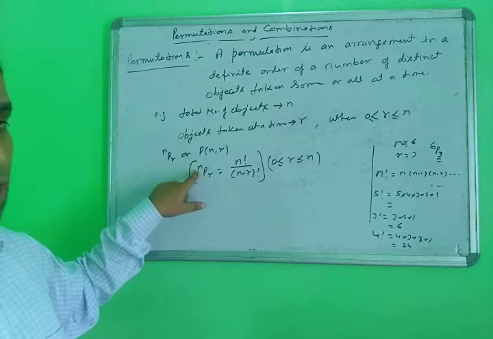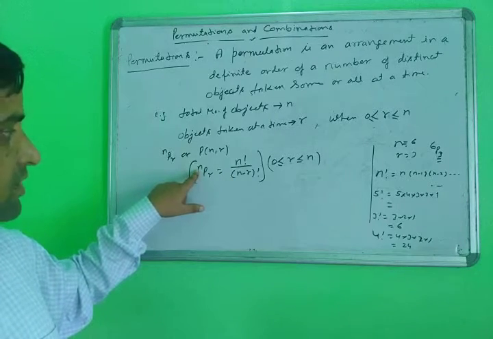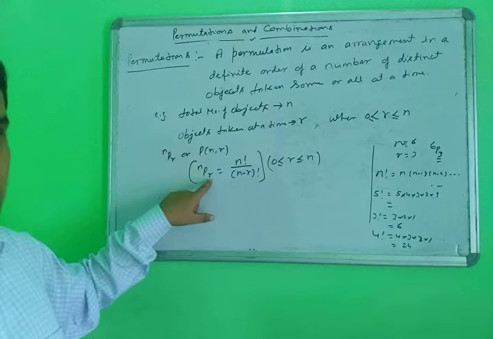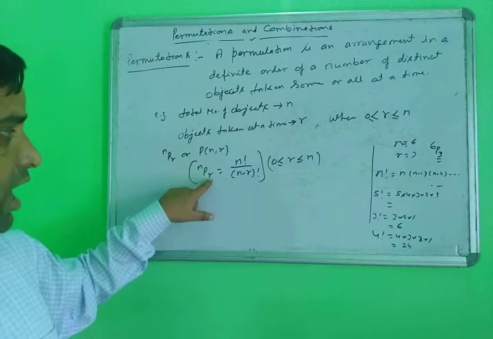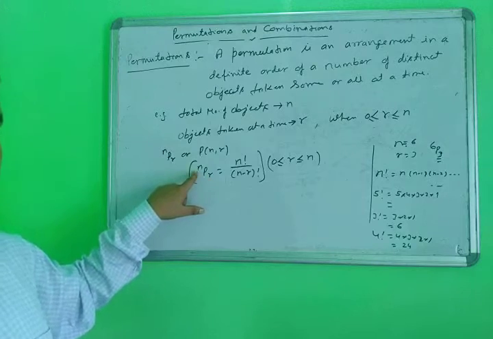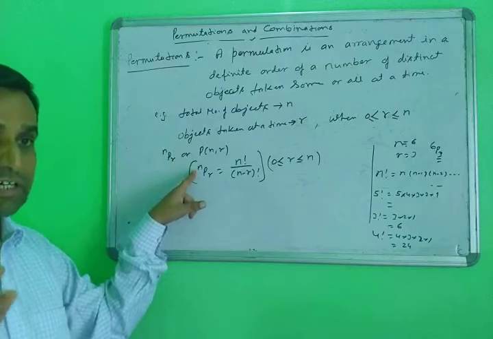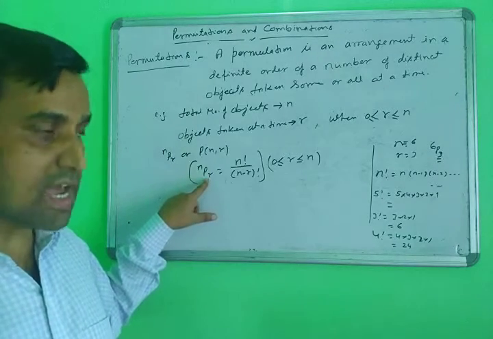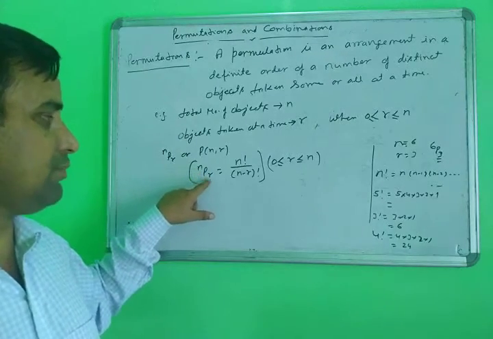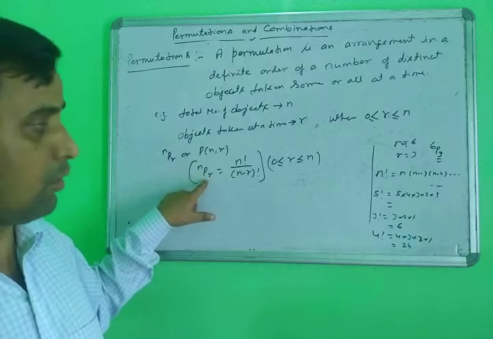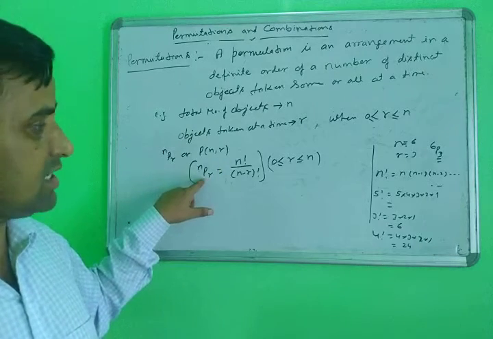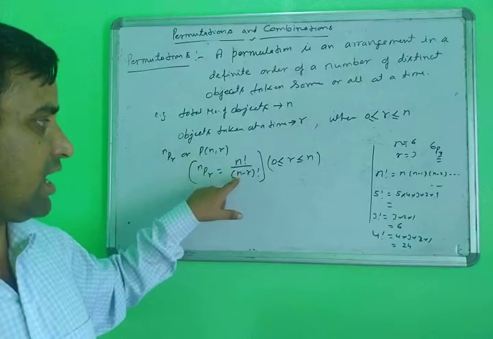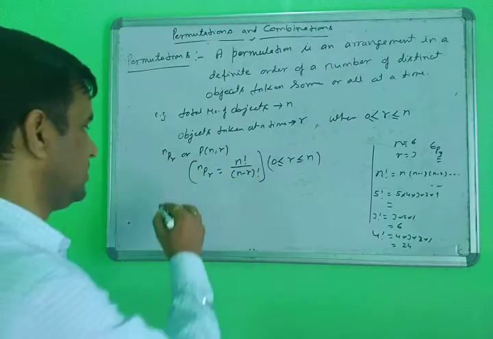The total number of different kinds of objects is n, and how many objects you are taking at one time, this is r. This is called nPr, the permutation of the objects. Letters, words, anything here. So factorial n upon factorial n minus r. This is the identity of this nPr.